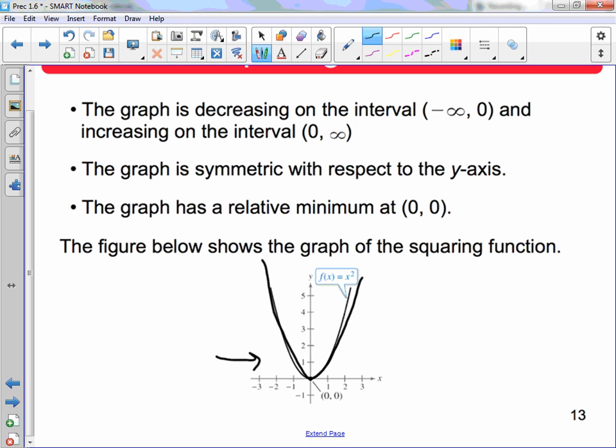So if a function is going down on the y, it's considered decreasing. If it's going up, it's considered increasing. If it's staying the same, it's considered constant. Now, this graph is also symmetric to the y-axis and has a relative minimum at 0, 0. Actually, we would consider this an actual minimum value, but we'll get more into detail on that at a later date.